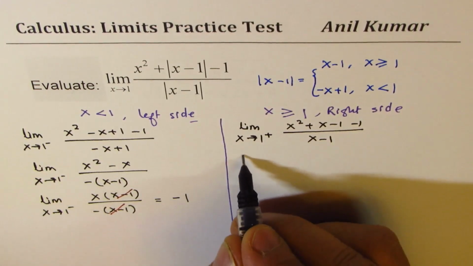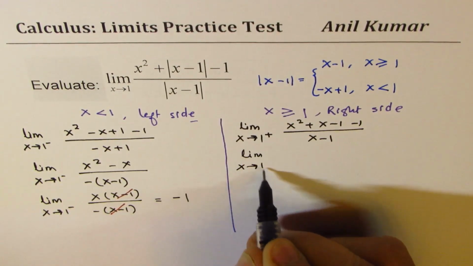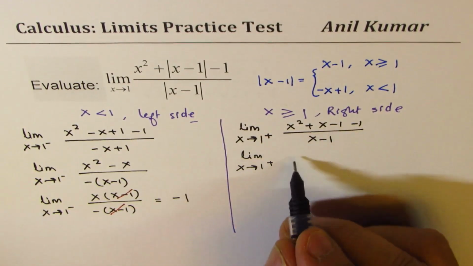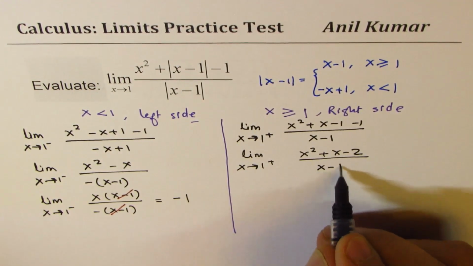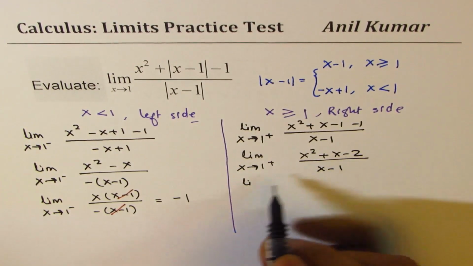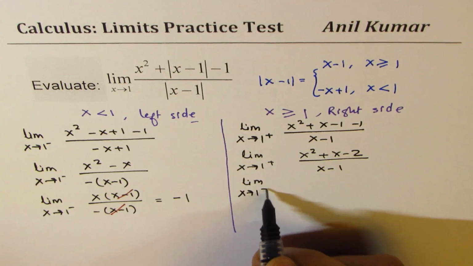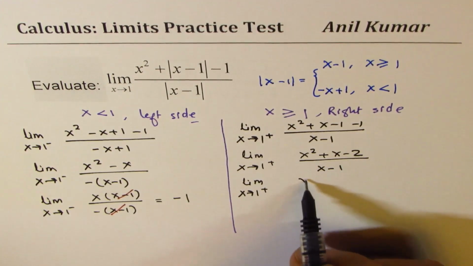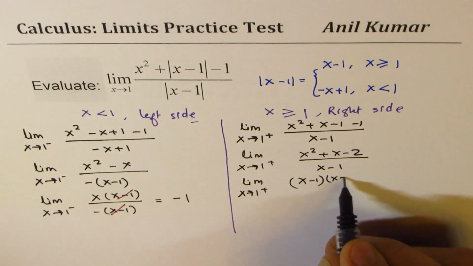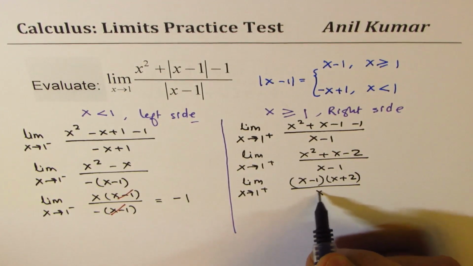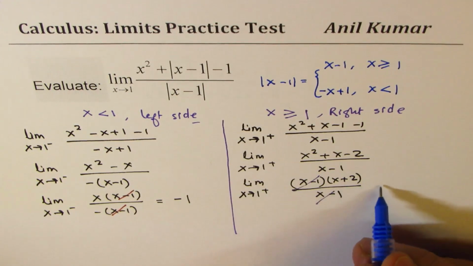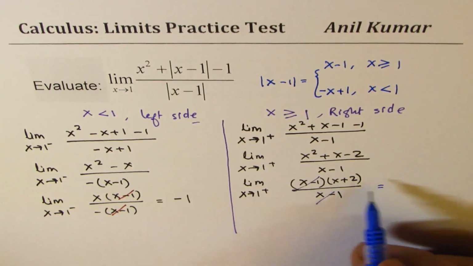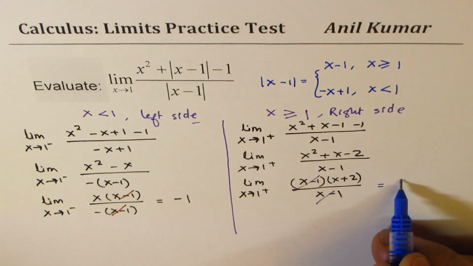On the right side, we get the limit as x approaches 1 from the right side. Now here, it becomes x squared plus x minus 2 over x minus 1. Now, this can be factored, so we could write this as x minus 1 times x plus 2 over x minus 1, right? Now, x minus 1 cancels, and that gives us the limit. When I substitute 1 here, 1 plus 2 makes it 3.